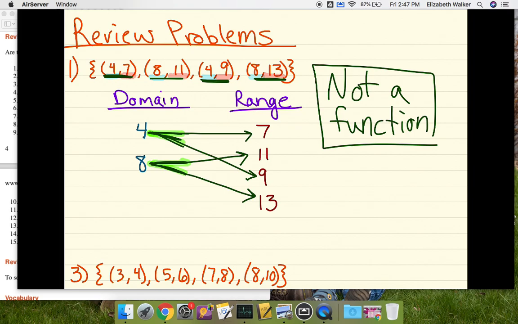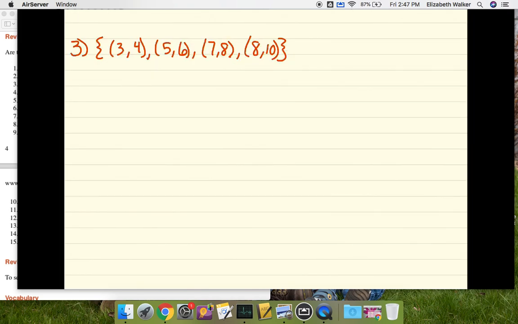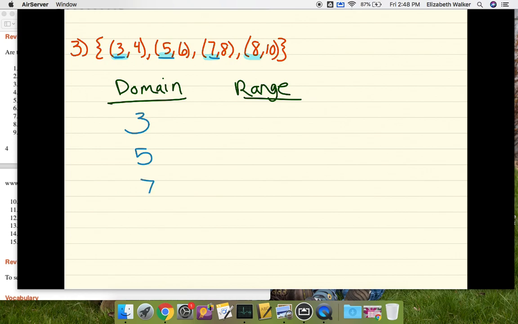Now let's take a look at example 3. We have the ordered set (3, 4), (5, 6), (7, 8), and (8, 10). Again, I'm going to create a domain and range column to create this graphic like I did in the one above. Again, not required, but something you can do if you would like. All of my domain values are these first numbers written in the ordered sets. Any of them that repeat, you only have to write it once. So I have a value of 3, then 5, then 7, and then 8.